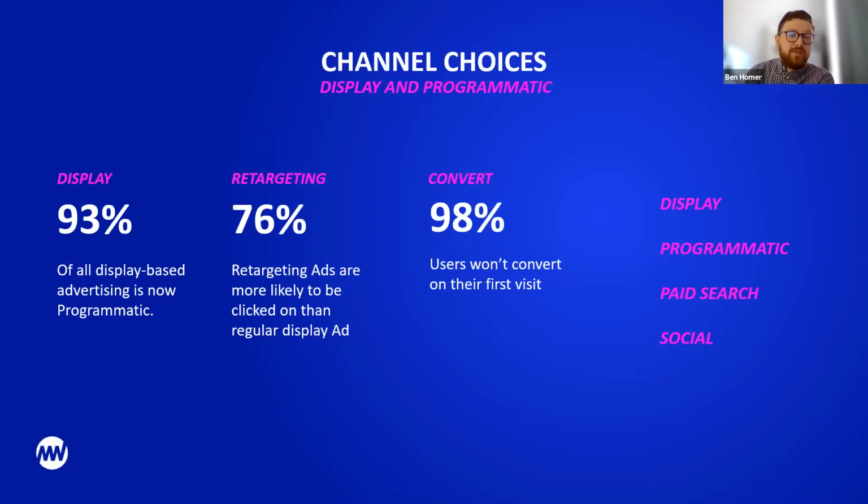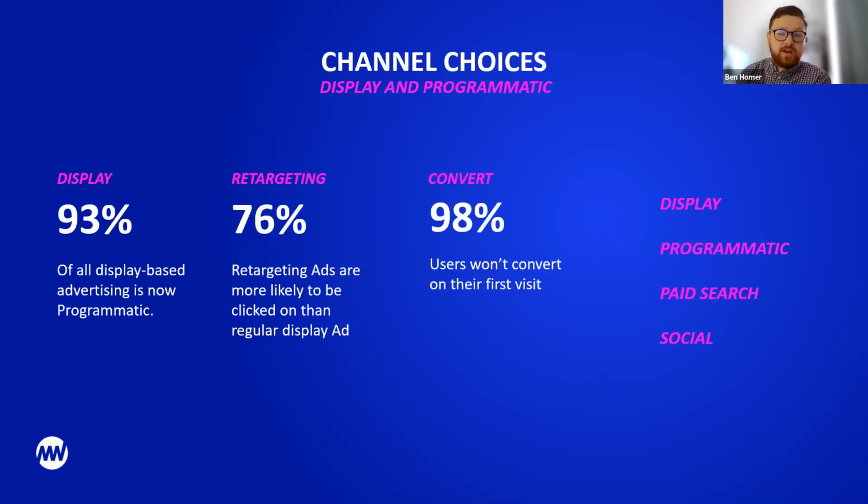So looking at display first of all, 93% of all display-based advertising is now done via programmatic. Now that will include Google Display Network and that kind of thing as well. But the fact that that number is increasing every single year just shows how much value there is in programmatic and there is in that display advertising element as well.